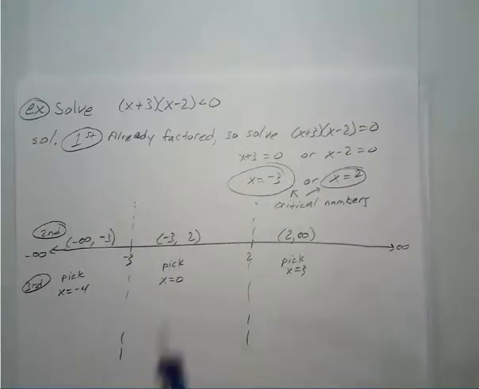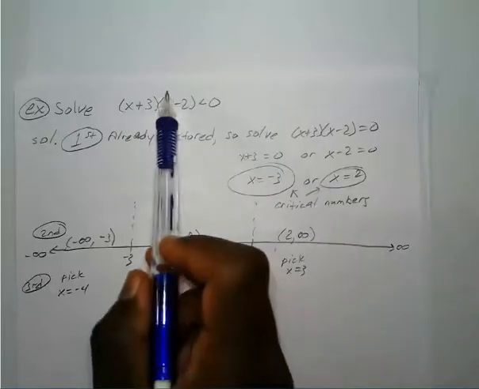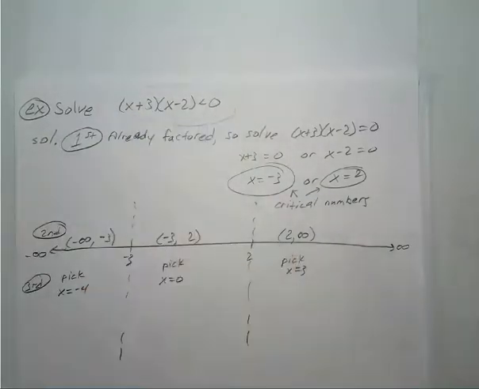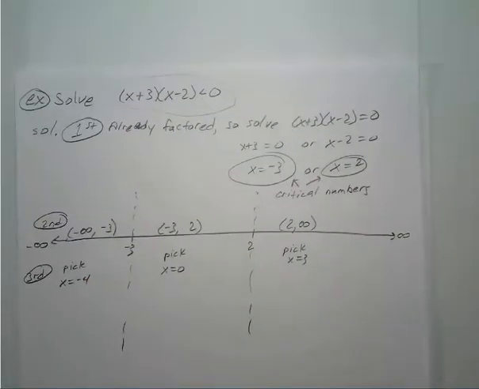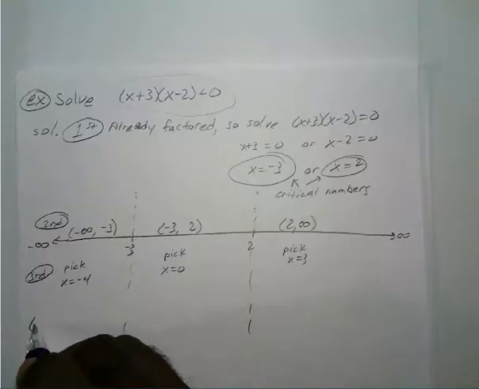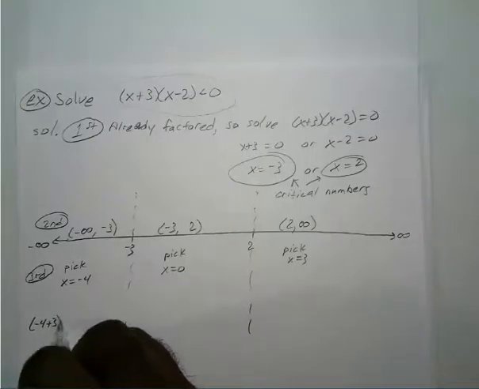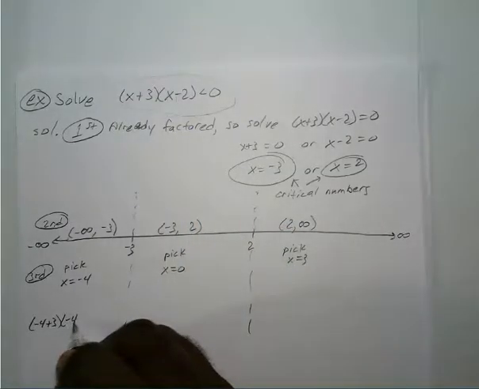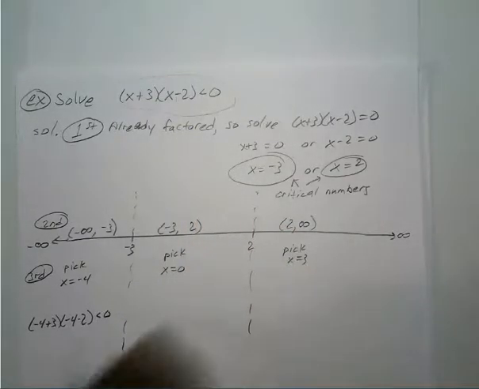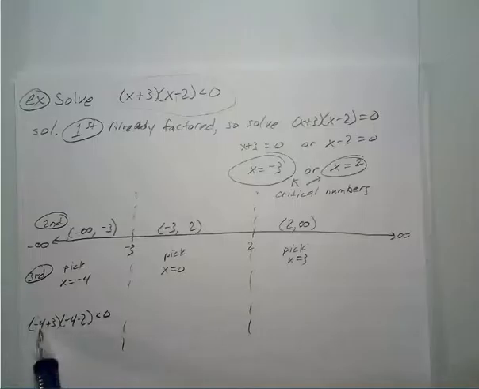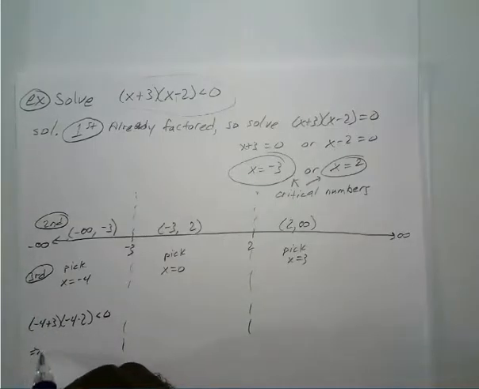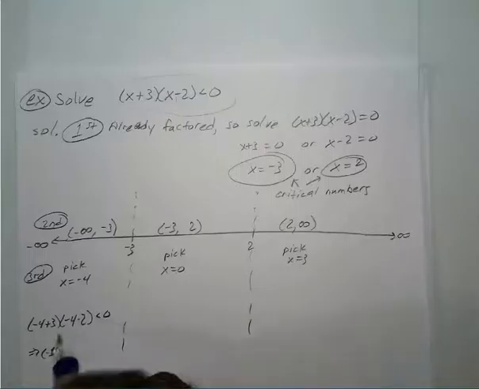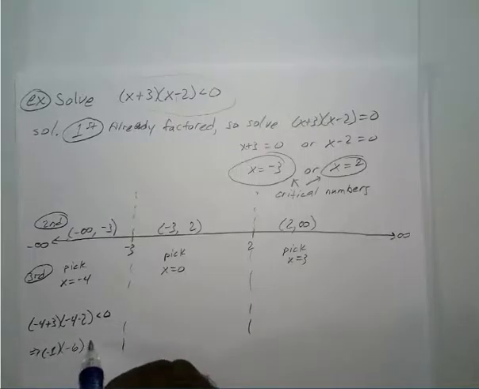All right. So we're going to go ahead and plug it into our original inequality. So instead of x plus 3, you're going to have -4 plus 3. Instead of x minus 2, you have -4 minus 2 is less than 0. So -4 plus 3 is -1. And -4 minus 2 is -6.